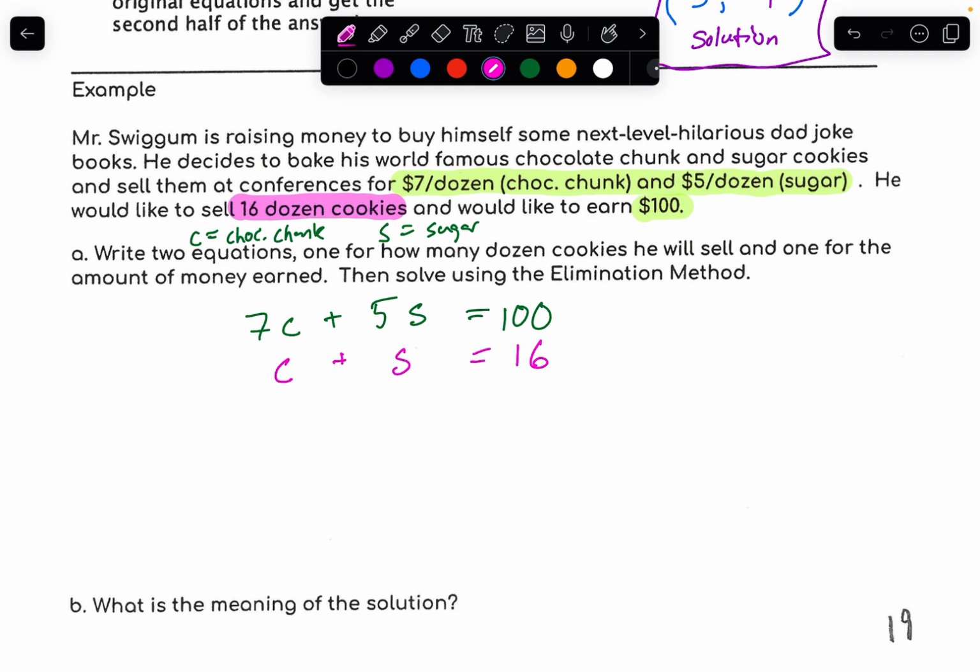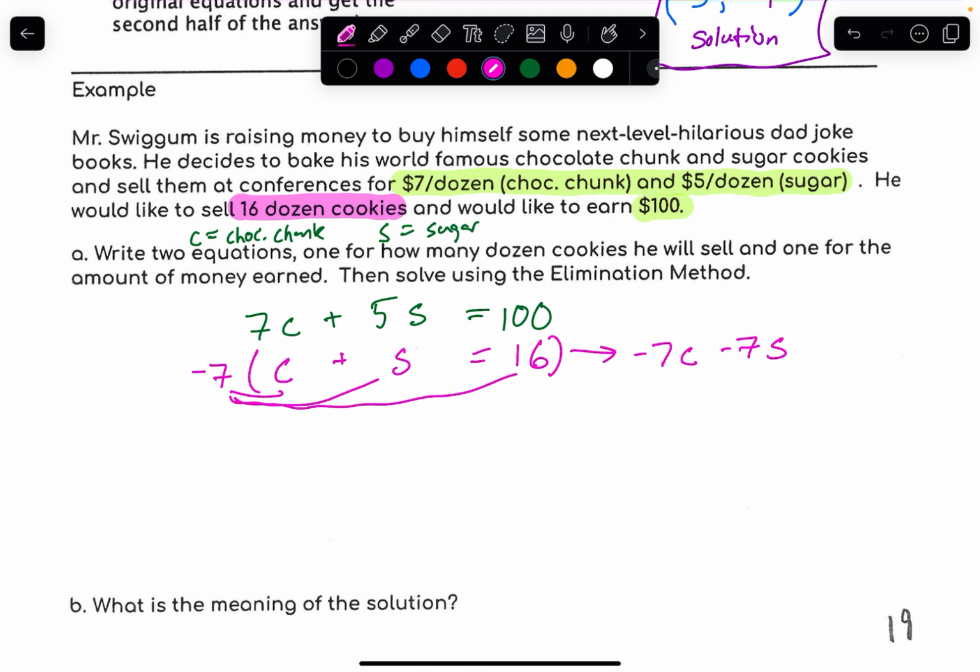So I'm going to choose the C's, and I am going to therefore want to make sure that this is a negative 7C here, so that when we add them together, we're going to get the C's to be eliminated. And so I'm going to multiply the whole equation by negative 7. All right, so when we do that, that second equation will become negative 7C. So I'm multiplying that by negative 7, minus 7S. So that gets multiplied by negative 7 also. Instead of plus a negative 7S, I'm just going to say minus 7S. And then negative 7 times 16.